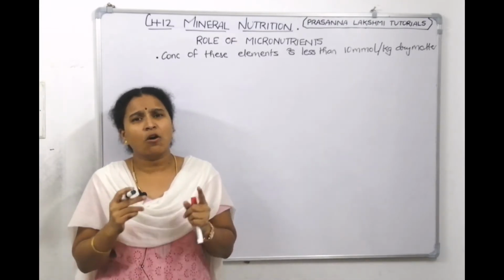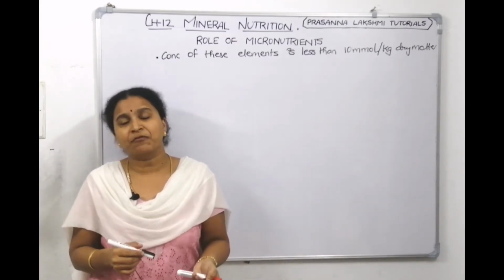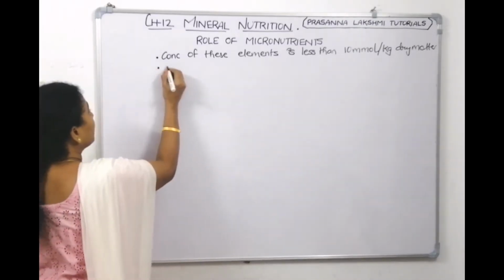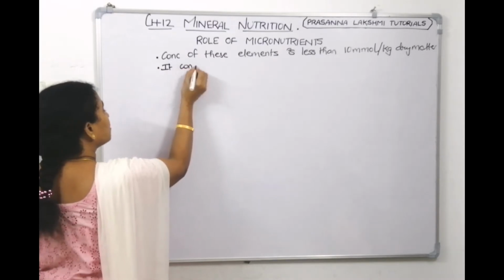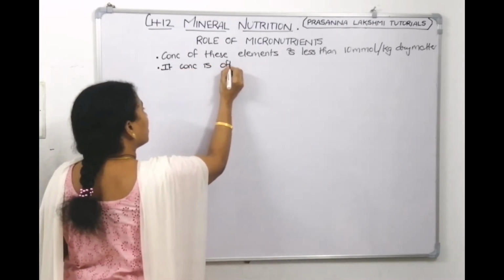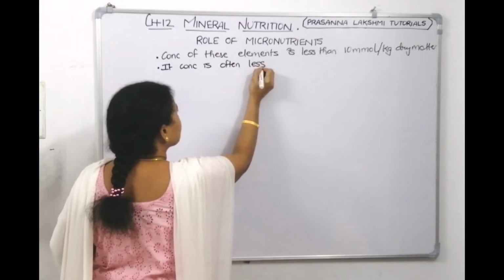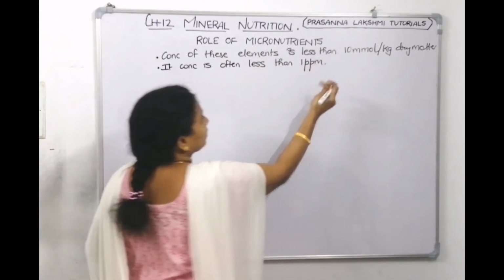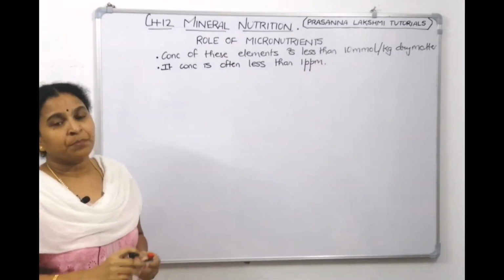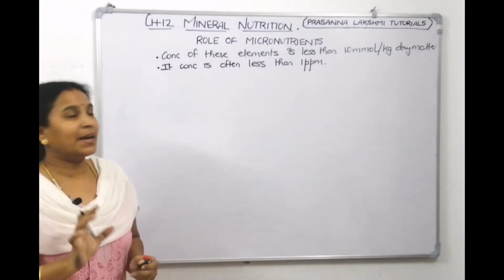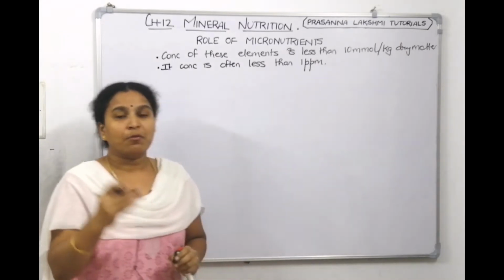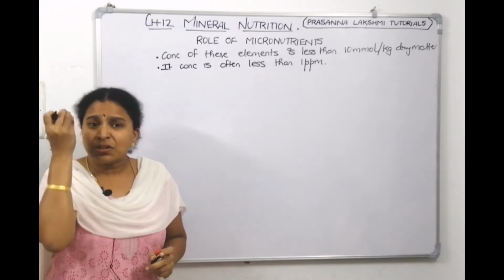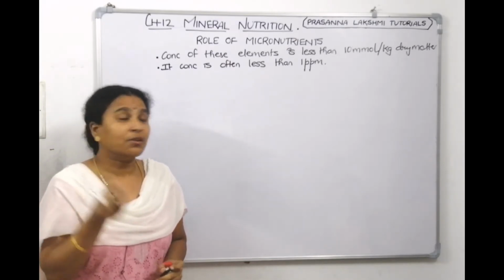How much less is it? Often, in terms of ppm, it is less than 1 ppm. We can also say its concentration is often less than 1 part per million. There we told it in terms of moles: less than 10 millimoles per kg dry matter. Here we are telling it in terms of ppm. Often its concentration is less than 1 ppm. Since the concentration is so low, we also call them trace elements.